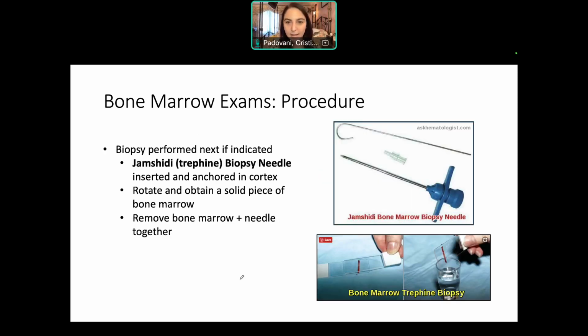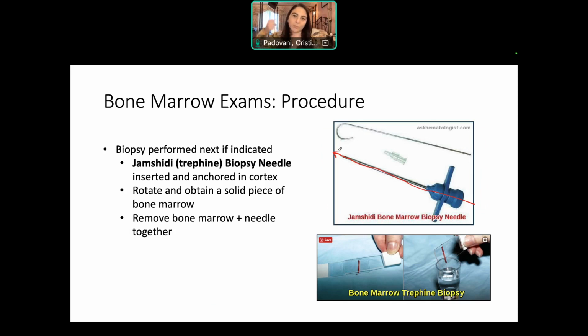Your biopsy is next. Again, it's your Jamshidi needle. It's the same thing. You go down to it, and then the needle goes in through it to grab solid pieces of that bone marrow.